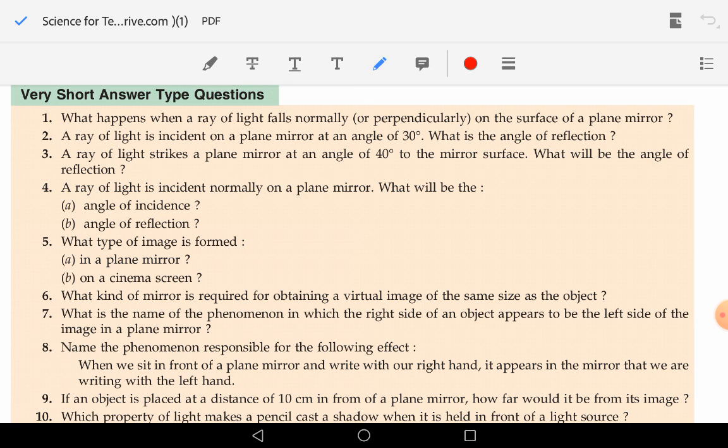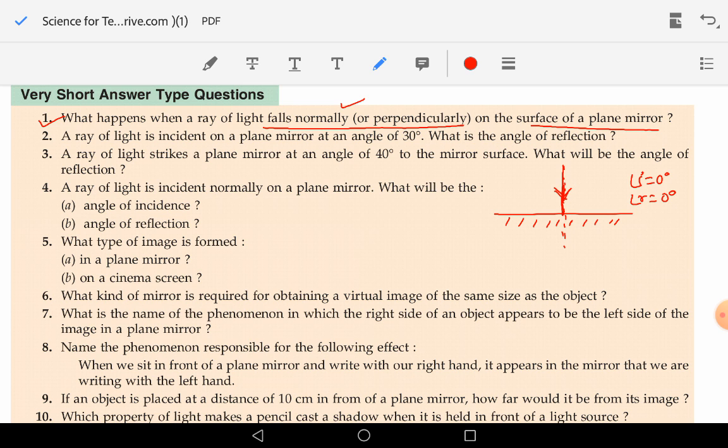So question number 1 says that what happens when a ray of light falls normally or perpendicularly on the surface of a plane mirror? Now very important question, because here we need to understand how the incident ray is falling on the plane mirror. So if this is a plane mirror and this is the normal which is perpendicular to the surface of the mirror, and the incident ray is also falling along the same direction, that is normally. So under these situations the angle of incidence becomes 0 degree, because we can see that the angle has been reduced to 0 degree, and the angle of reflection also becomes 0 degree according to the first law of reflection.